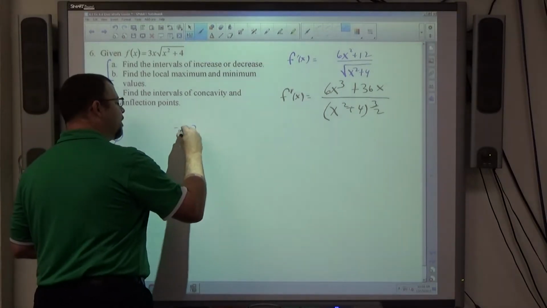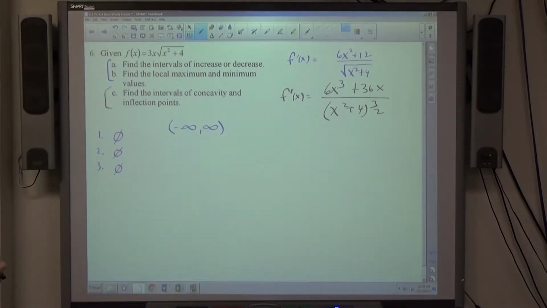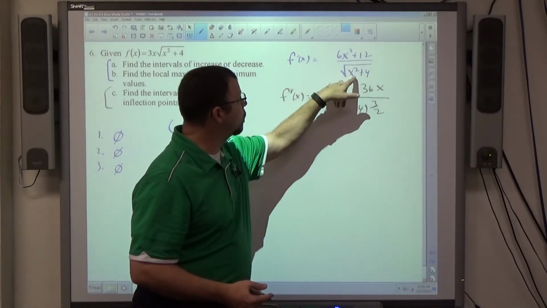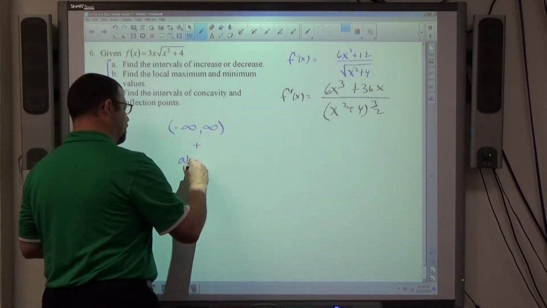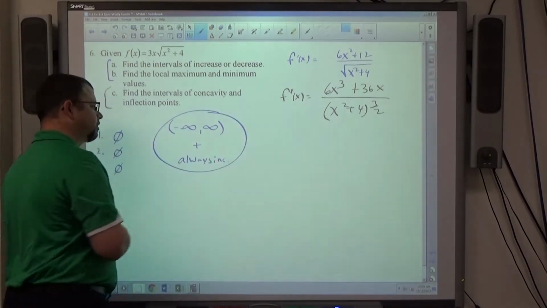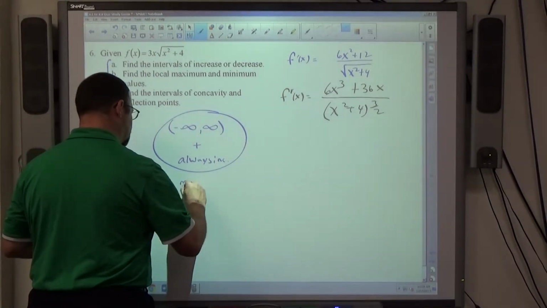So negative infinity to infinity is going to either always increase or always decrease. I'll pick a test point of 0. 0 plus 12 is 12. The square root of 4 is 2. 12 over 2 is 6, which is positive. It's always increasing. All right? Therefore, there are no max or min values.